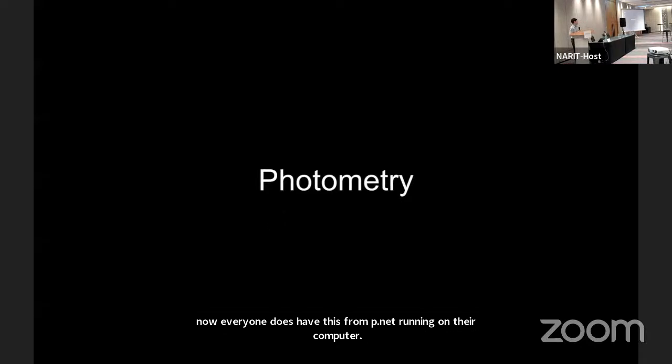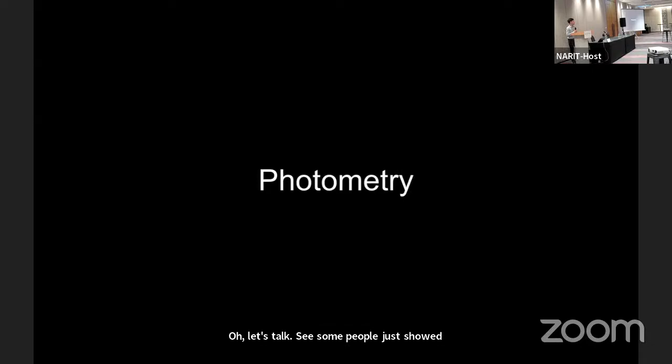So let's talk photometry. Some people just showed up, so they missed the easy part, and now they're going to be pelted by the photometry section.